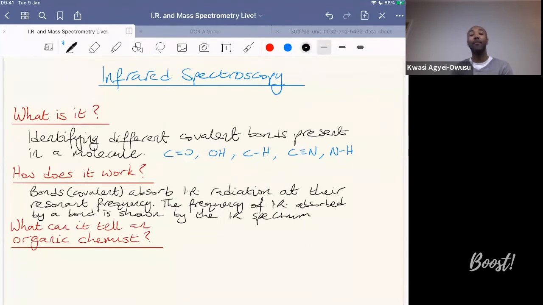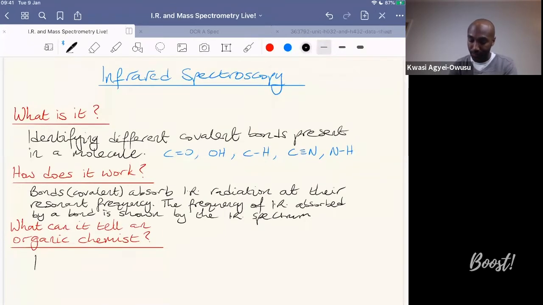Okay, so any type of bond, for instance an OH bond, will be vibrating, and if it absorbs the correct frequency, its resonant frequency, it will vibrate even more. We can see this wavelength, or frequency, of infrared radiation being absorbed in our spectrum. We'll see what a spectrum looks like very shortly. And what does this tell an organic chemist? Well, it tells us about the functional groups present in our molecule.